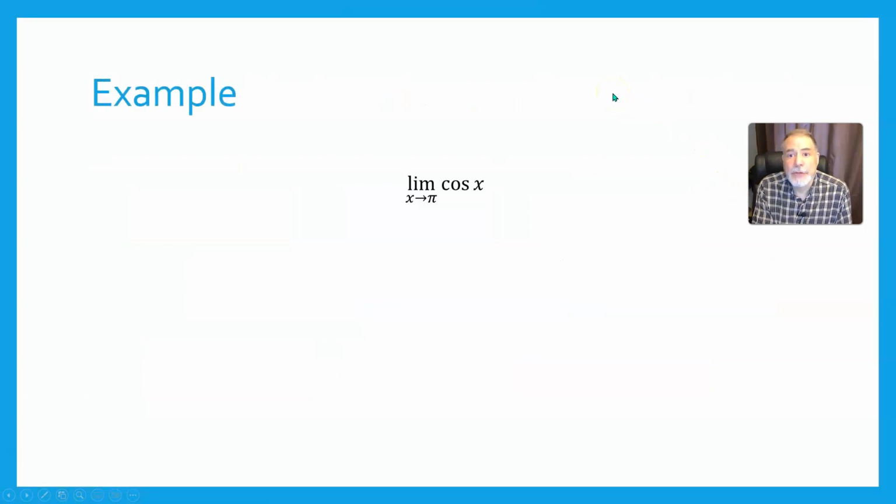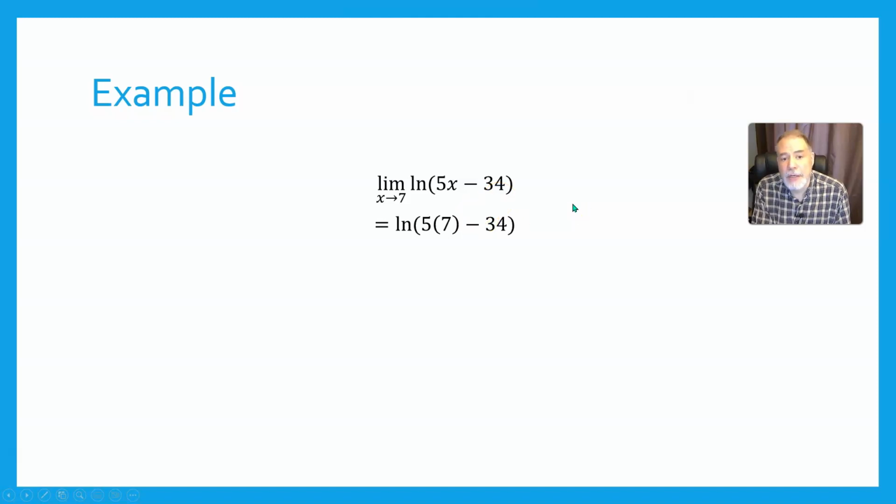So some examples of these facts. The limit as x approaches pi of the function cosine of x equals cosine of pi, which is negative 1. The limit as x approaches 7 of the natural logarithm of 5x minus 34. Well, as x approaches 7, 5x minus 34 would be approaching 5 times 7 minus 34, which is 35 minus 34, or 1. And so the natural logarithm of that would be approaching the natural logarithm of 1, which is 0.